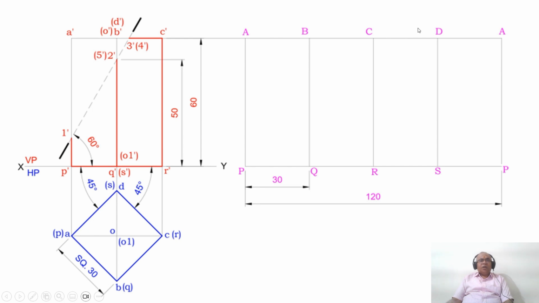After CD, what do we have? We have DS. Is the section plane passing through DS? Yes. D dash is invisible and S dash is invisible. Invisible to invisible is invisible. So you mark that as 5 dash. After DS, you have DA. No, there is no section plane passing through DA. Leave that. And then you have AP. Is the section plane passing through AP? Yes. So it is 1 dash.